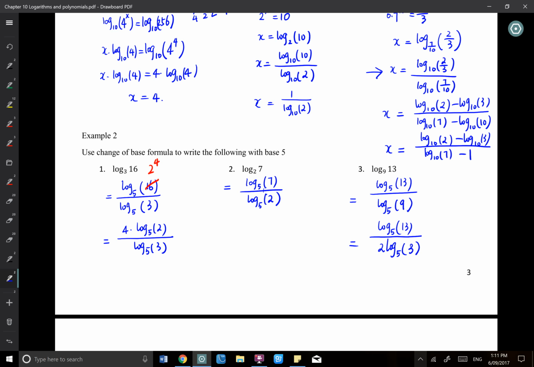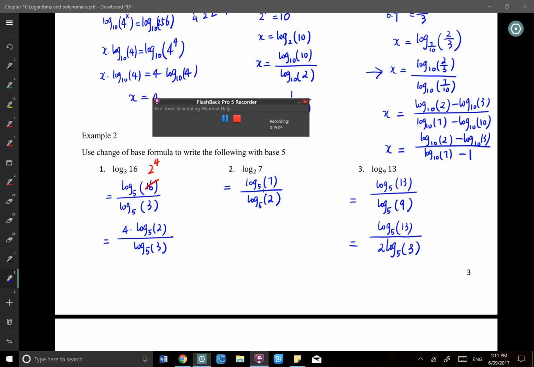That's it for change of base. It's a very straightforward formula, and you can just apply it. That's it for today.